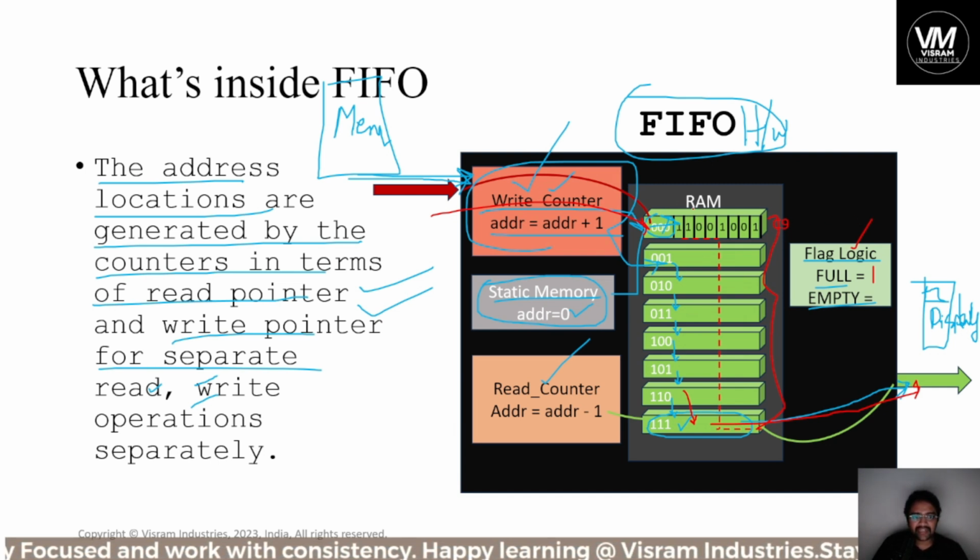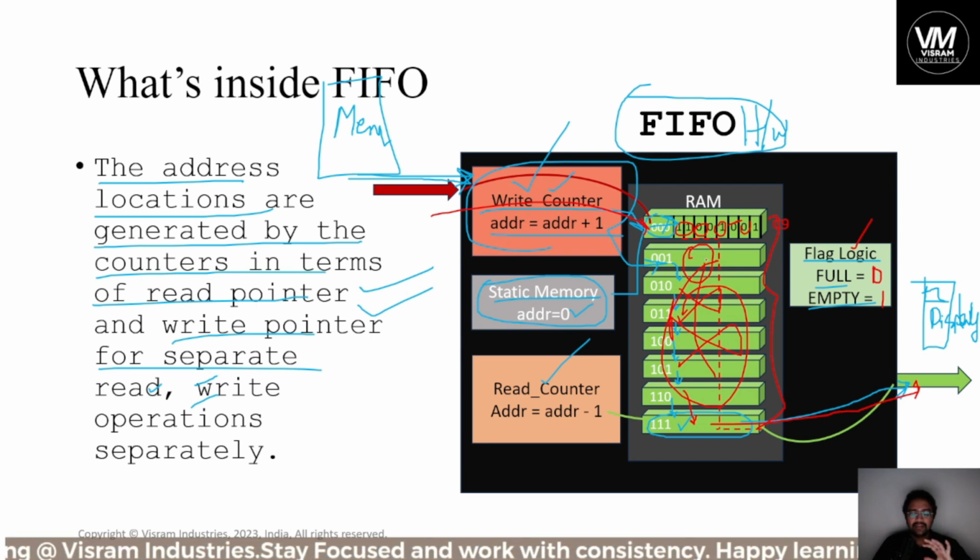Or else let us consider the initial condition, everything is 0 0 0, the entire thing is 0, there is no data, there is no information, then empty is 1, full is 0. Full is 0 means it is not full.